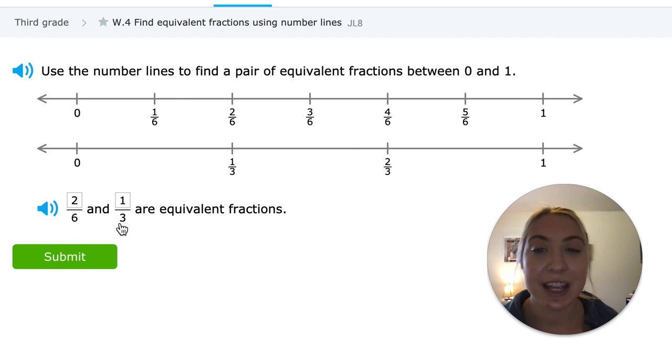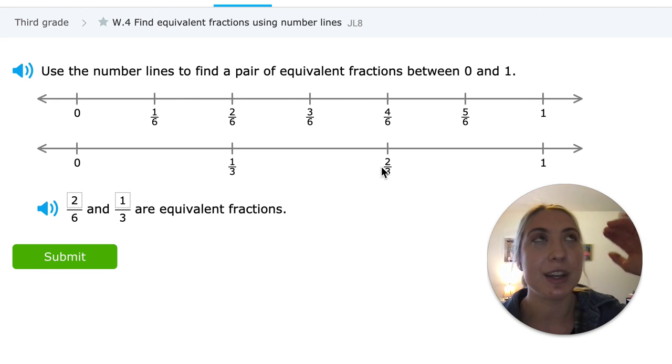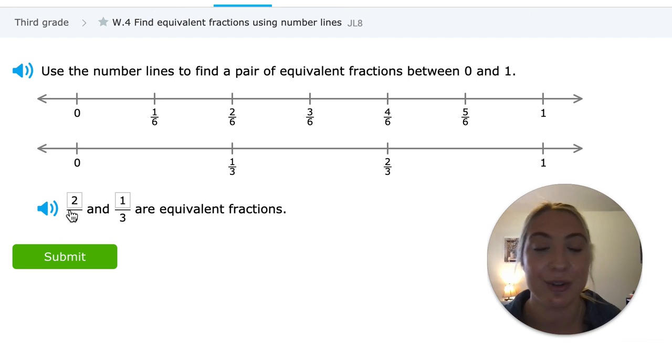So remember to take your time, and you can always find your equivalent fractions on a number line because they're going to be at the same place on the line. And then if you're still uncertain, you can always use your division or your multiplication. Whatever you do to the denominator and the numerator, you have to do it to both of them, and that will help to show that they're equivalent.